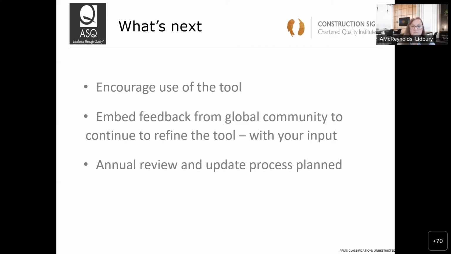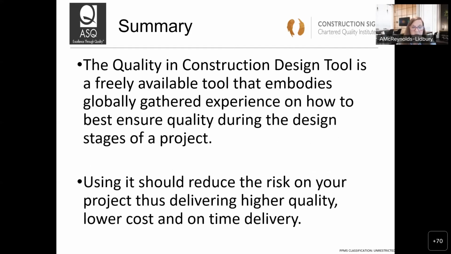So with that, I'm going to follow it up with a summary. The Quality and Construction Design tool is available to everybody. It's on all of our websites. We've gathered all of the experience on how to best ensure the quality during the design stages of the project, but as we all know, the design stages, of course, affect all of the construction stages. So using it should reduce your risk on your project, delivering you high quality and lower cost on a get it right the first time delivery.